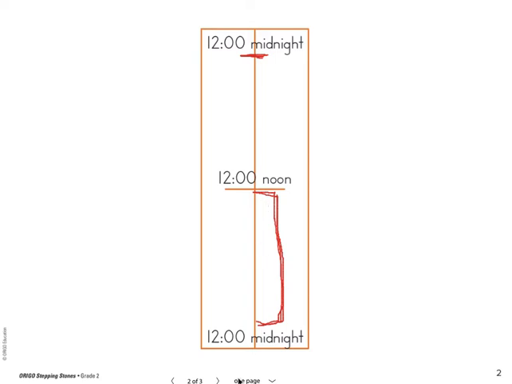So, there are letters that we add to times to show whether they are before noon or after noon. Have you seen those letters before? They're called AM and PM. So AM is in the morning. AM is this orange section up here, everything that is above midday or above noon.